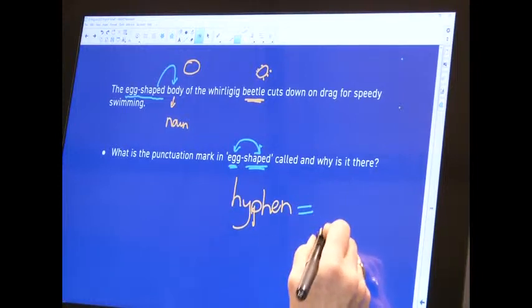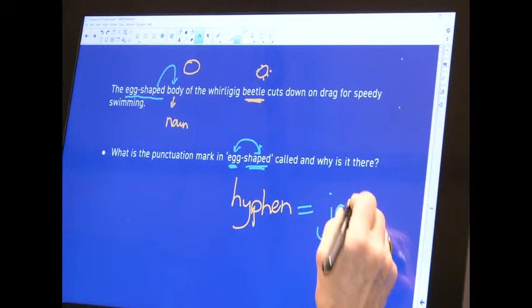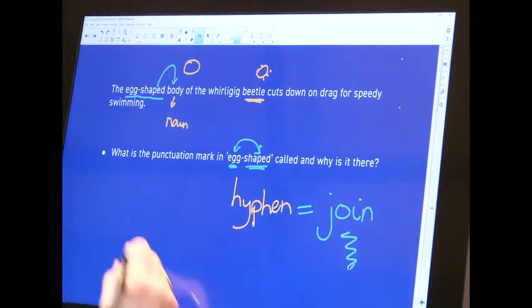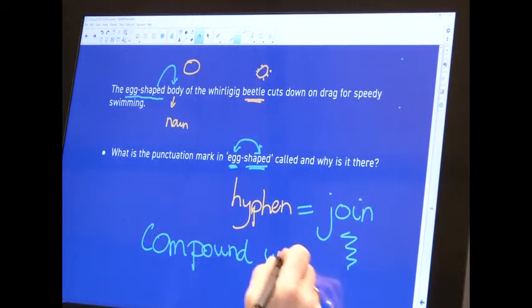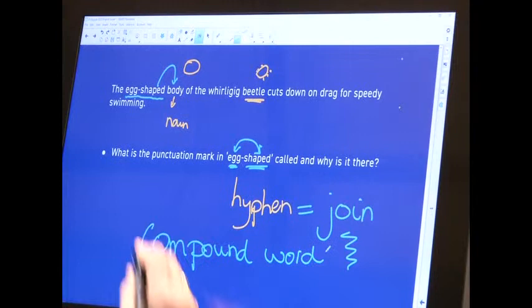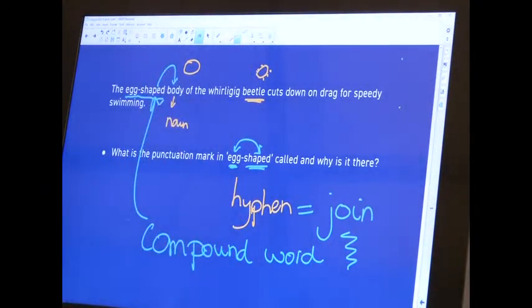So what do hyphens do? They join words to do what? To make a compound word. That's what they do. This is a compound adjective. Home language students, be careful. If you're asked, why is the hyphen there? And you say, because it's creating a compound adjective, and actually it's a compound noun, you're going to be wrong. Compound is right, but noun is wrong.